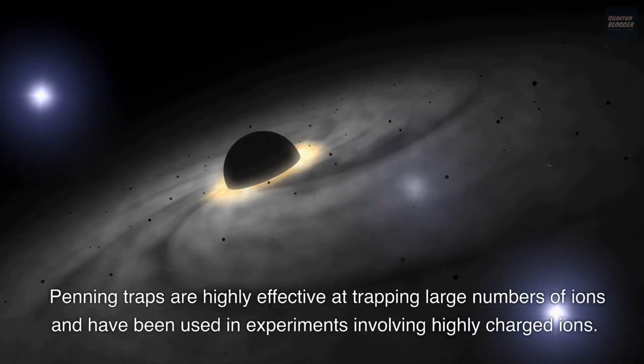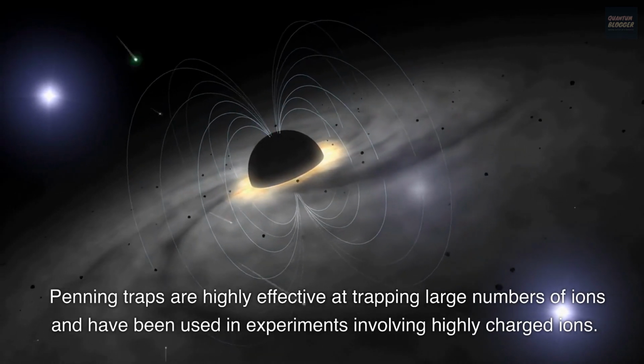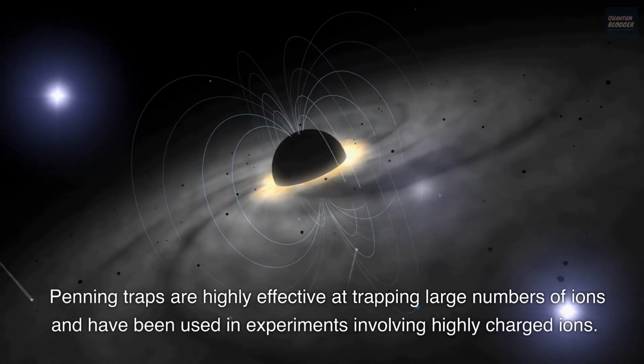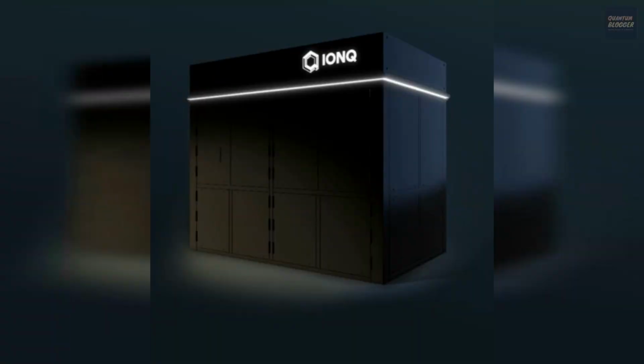Penning traps are highly effective at trapping large numbers of ions and have been used in experiments involving highly charged ions. This makes them a promising candidate for certain types of quantum computing applications that require the manipulation of large numbers of ions. Ion traps, in general, use electromagnetic fields to confine ions.